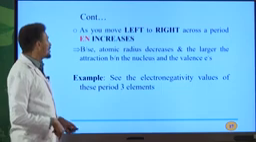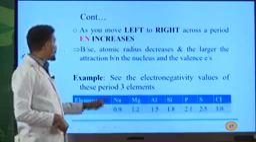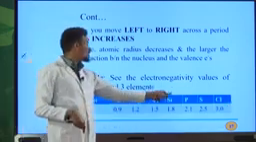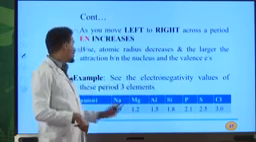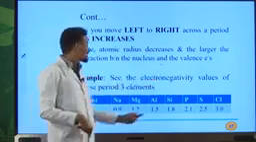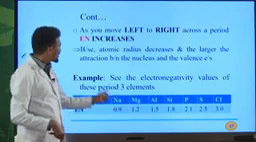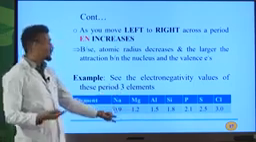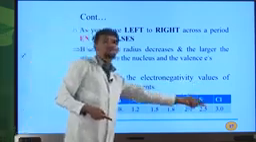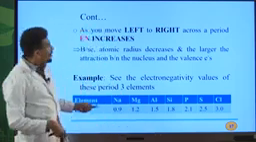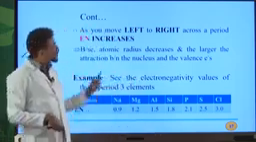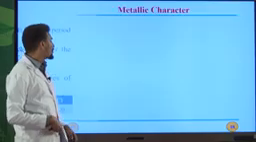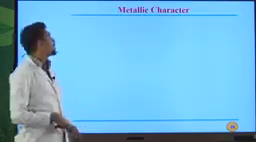Okay, let us see an example. Sodium, magnesium, aluminum, silicon, phosphorus, sulfur, chlorine. From left to right, electronegativity increases. The electronegativity of sodium is 0.9 and the electronegativity of chlorine is 3.0. So the electronegativity increases from left to right across the period. All of them are in the same period.